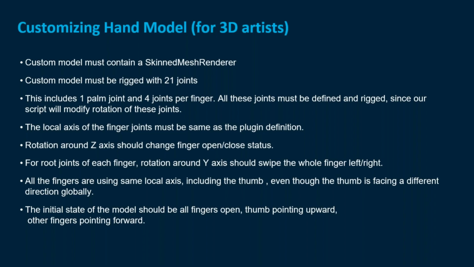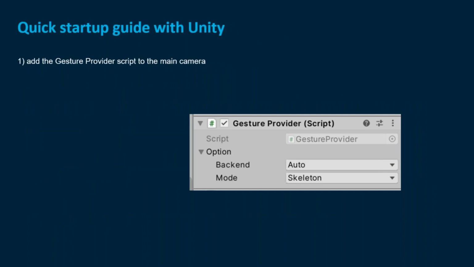Once they have that FBX, you should be able to use it. And again, reference our other existing FBX files for reference. I'm going to go through now a quick step-by-step on how to just get started with Unity. I mentioned before the gesture provider. So what you want to do is add this to your main camera. And again, you have these options: what backend to use and what mode you want to use.